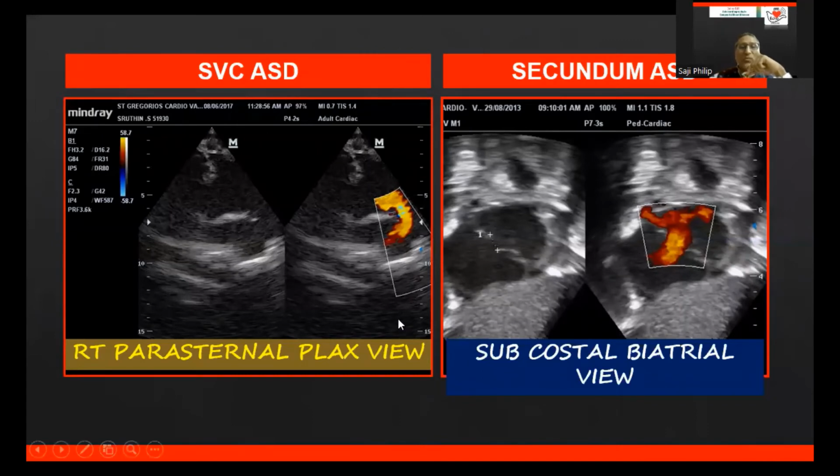And if you still have a doubt on SVC ASD, in the right parasternal long axis view, the IAS should be prominent, and in the upper portion you can clearly demonstrate the left to right shunt very nicely in the SVC. You have to try, then you will appreciate this modified right parasternal view, modified for the interatrial septum. Many times you see the secundum ASD flow even in the parasternal long axis view when you move a little anterior or posterior. So the same view, you modify it and you can see the left to right color flow.